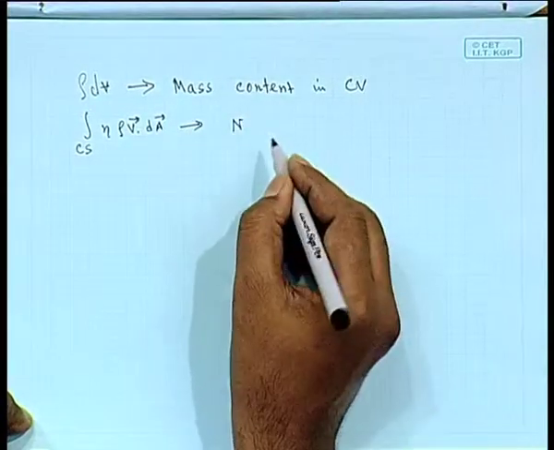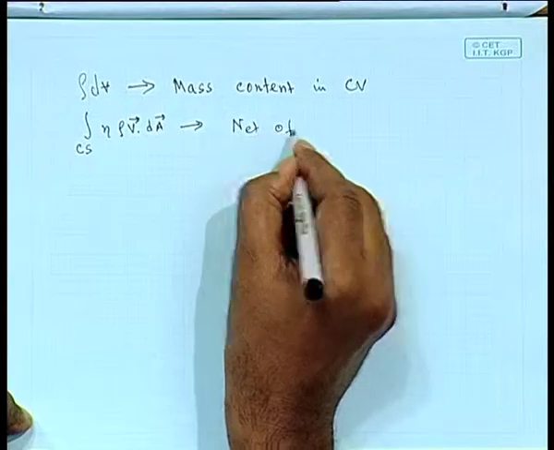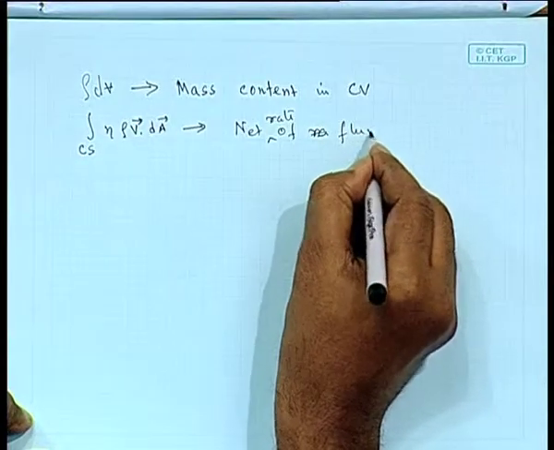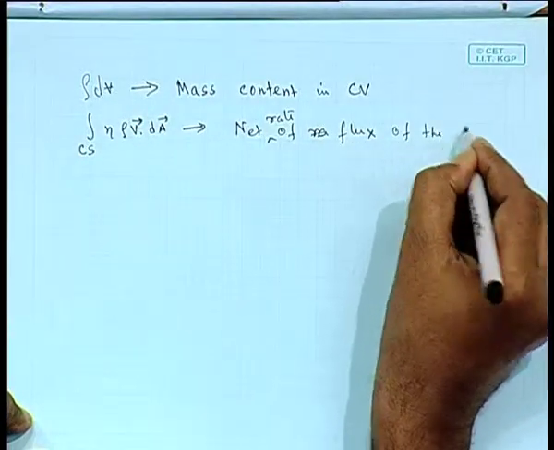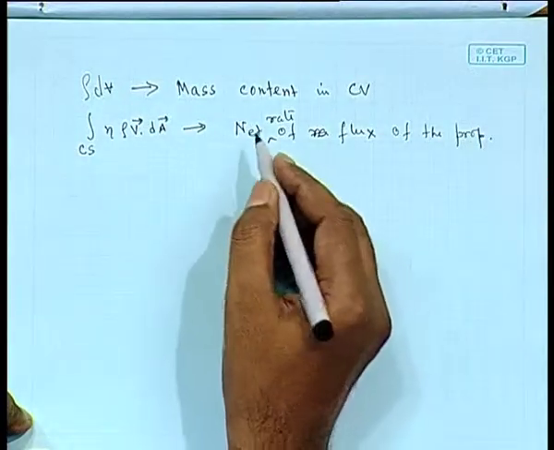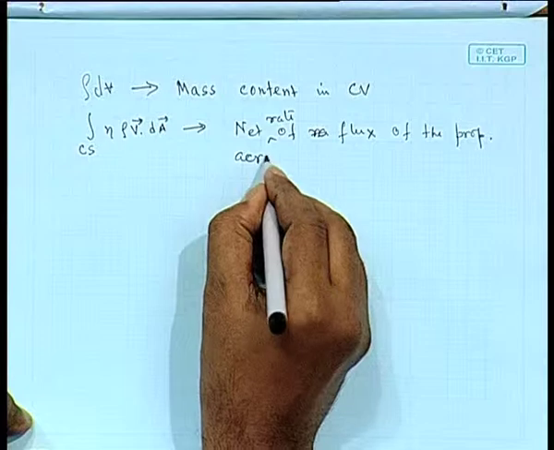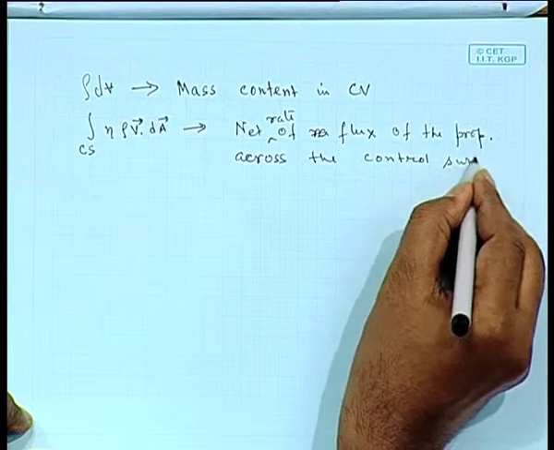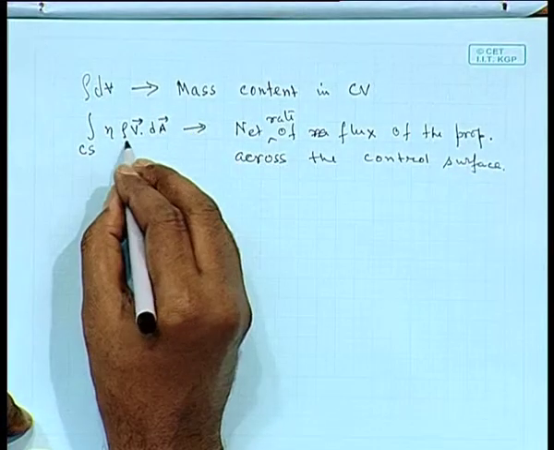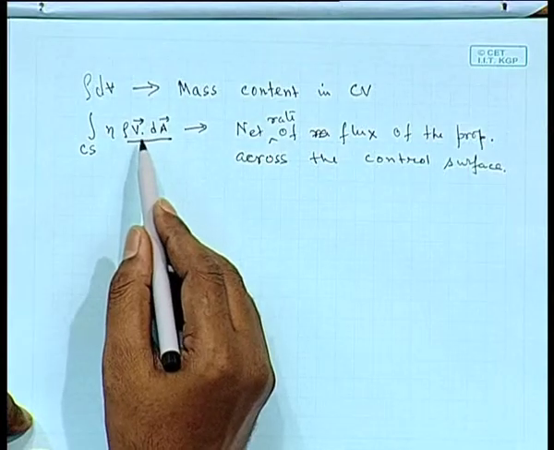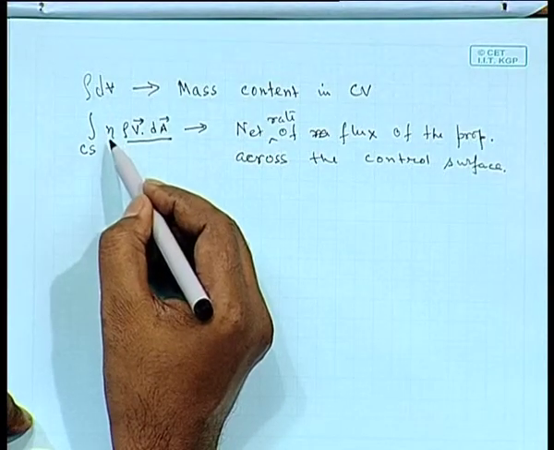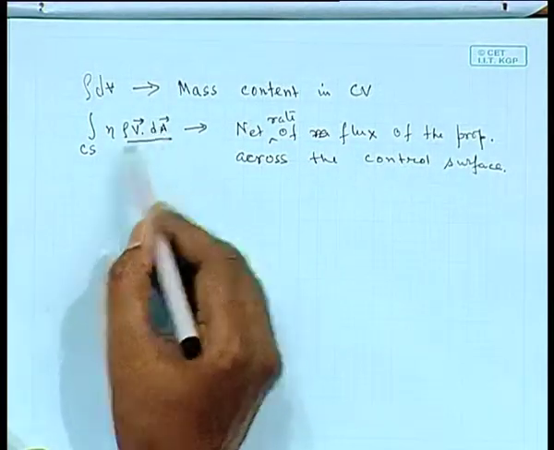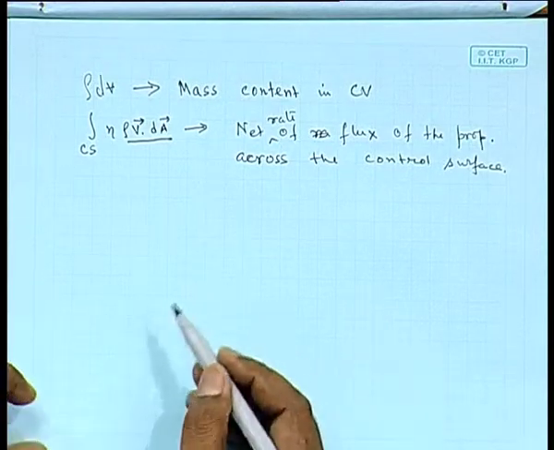This is known as the net rate of efflux of the property across the control surface. So, this is basically the differential mass within the control volume multiplied by velocity. If capital N is momentum, this will give you the momentum. This is mass, this is velocity, so it will be giving you in effect the total momentum.